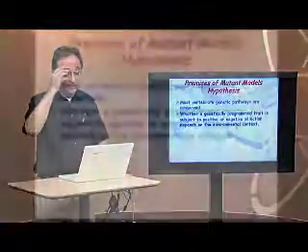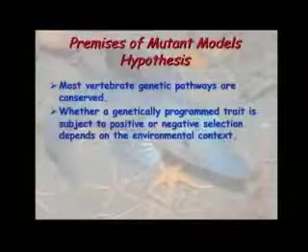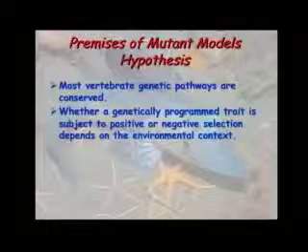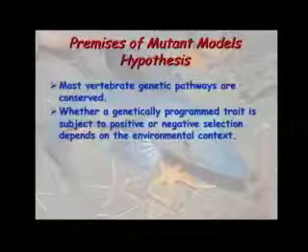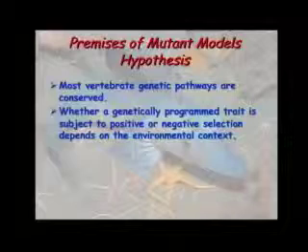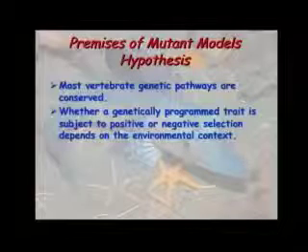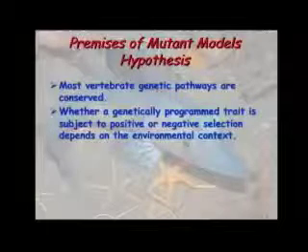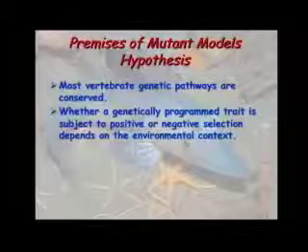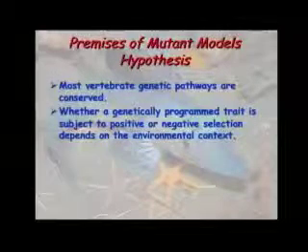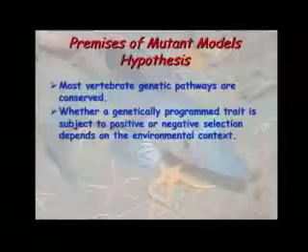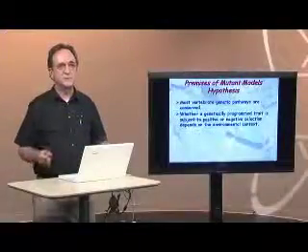The second criterion is that whether a genetically programmed trait is subject to positive or negative selection depends upon the environmental context in which that trait is being expressed. So, for example, if Antarctic fishes without a swim bladder were to reduce their bone mineral density, a condition we call osteopenia, they could go up in the water column. But if we lose bone mineral density, we get bones that are easily fractured under 1 gravity acceleration on the surface of the planet.